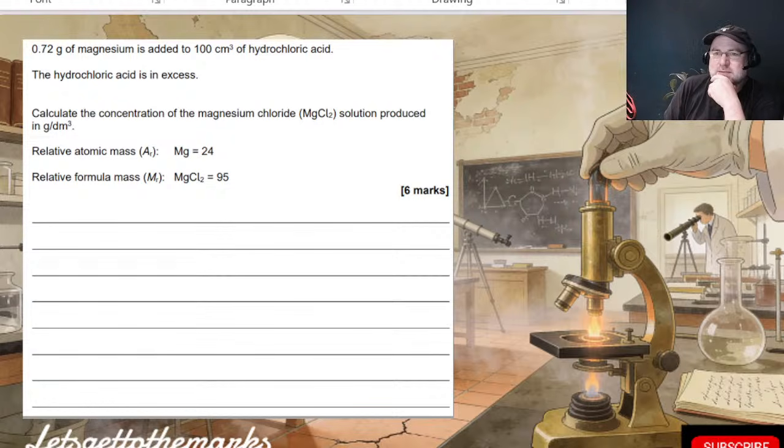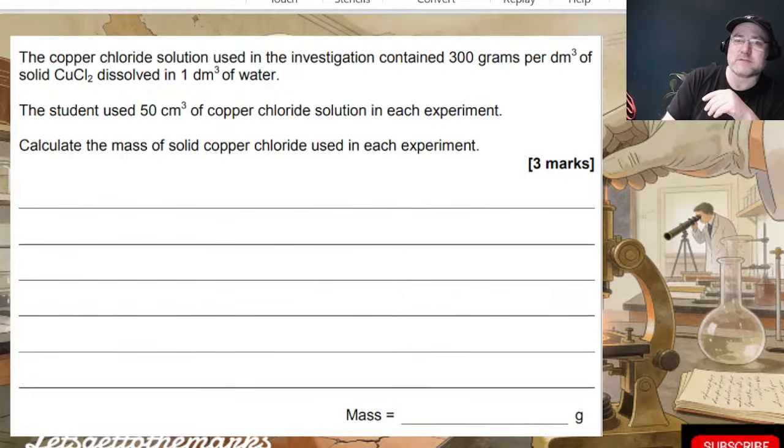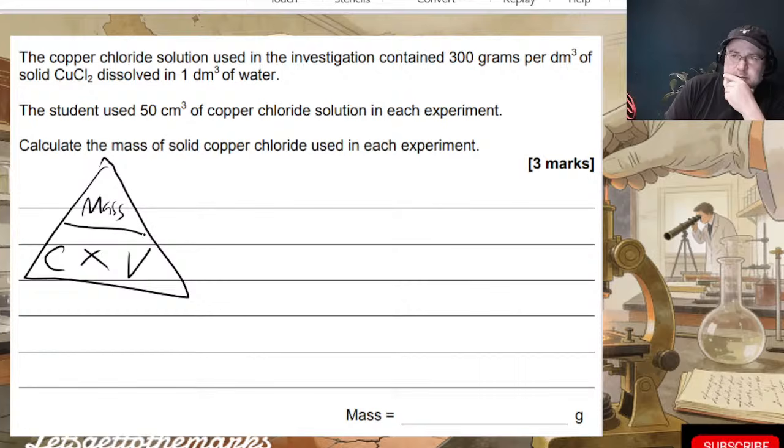Limiting reactants. That's limiting reactants. This is concentrations. For this one, you're going to do mass over conc times volume. You have to know this equation as well for these dirty ones. You've got 300 grams per decimeter cubed, that's a conc, in 1 decimeter cubed of water. The student used 50 centimeters cubed, that's a volume. In each experiment, calculate the mass of copper chloride used in each experiment.